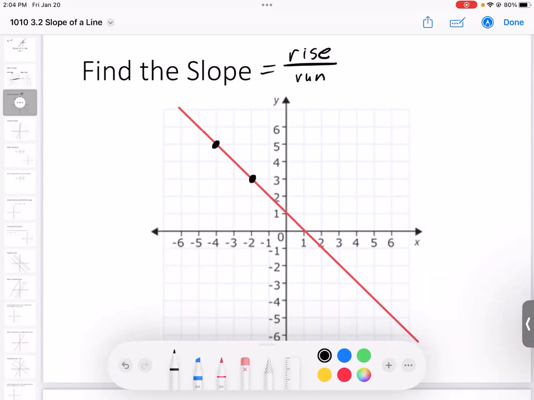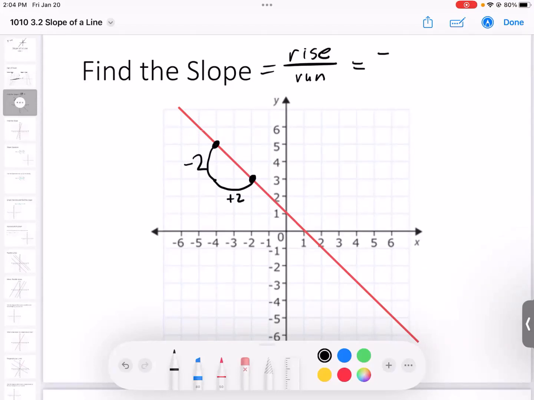Once you choose your 2 points, you're going to see how much it changes vertically and then horizontally. So I might say, okay, I go down 2 units. That means I have a rise of -2 because I'm going down 2. And then my run, or my horizontal change, is going to be +2. And so the slope is going to be a combination of those 2 numbers where we divide them.